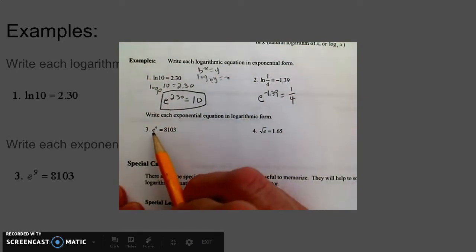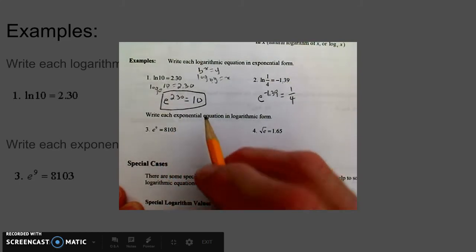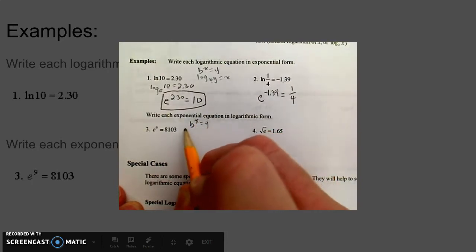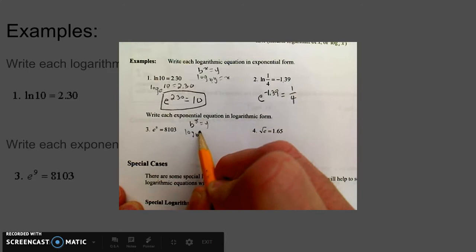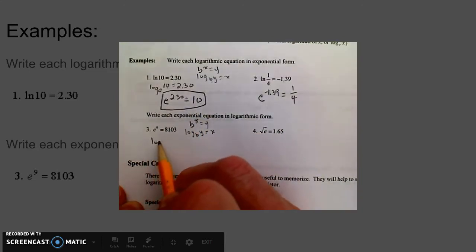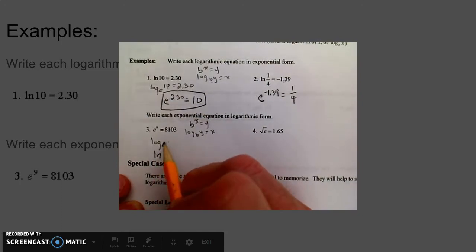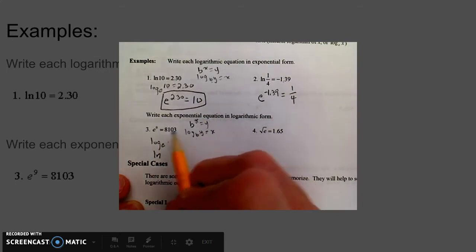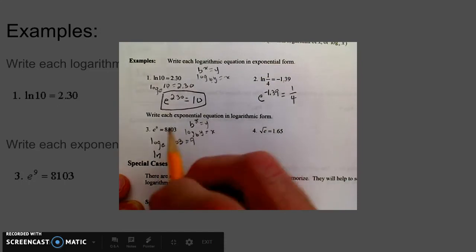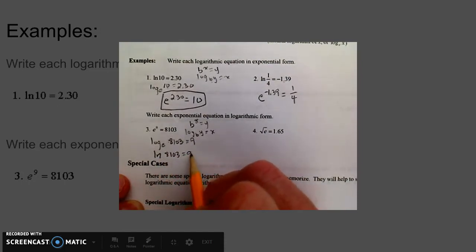Okay, conversely, now we have e to the 9th equals 8103, and we want to turn around and write this in the form of a log. So b to the x equals y, log base b of y equals x. e is our base, so this is a log base e, which remember is the natural log. Log base e of y, 8103, equals x, which is 9. So the natural log of 8103 equals 9.